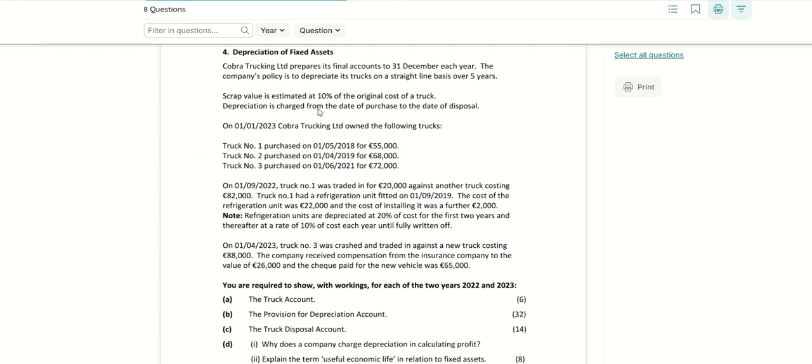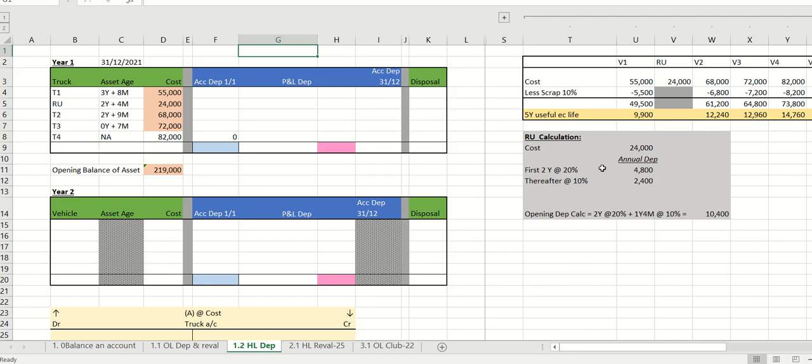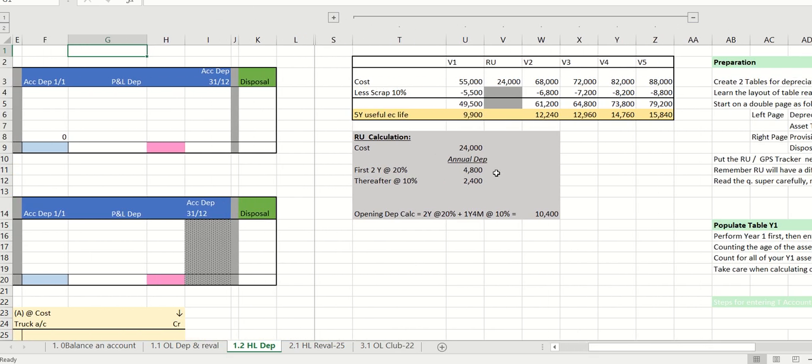The scrap of 10% in the question, which must be excluded, and they're telling us that the depreciation policy is to do straight line depreciation over 5 years. Okay, so we're doing it over 5 years. So that's slightly different wording to what we would previously have had. So we're going to create a little table to help us to calculate our depreciation for these vehicles. Okay, so I have our little vehicles across the top. Vehicle 1, the RU, vehicle 2, 3, 4, and 5. And then I've put the cost into each of them along there.